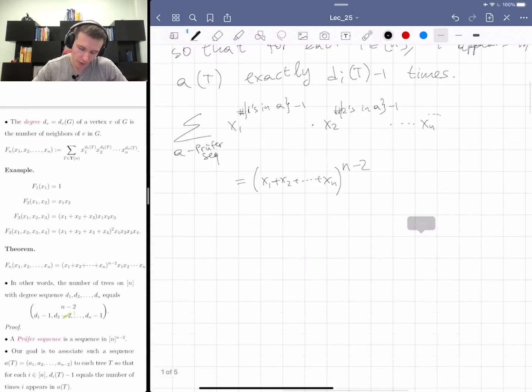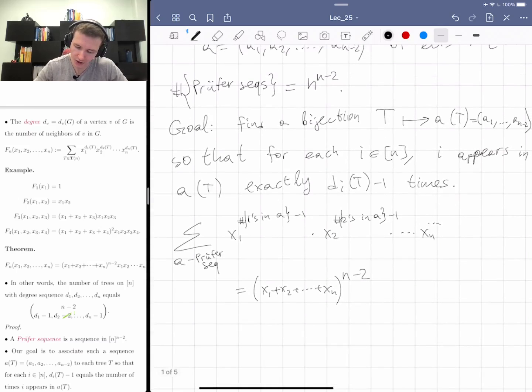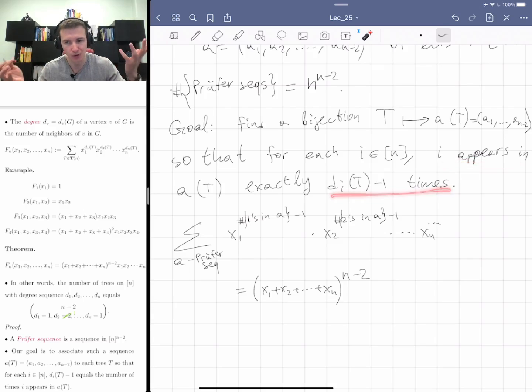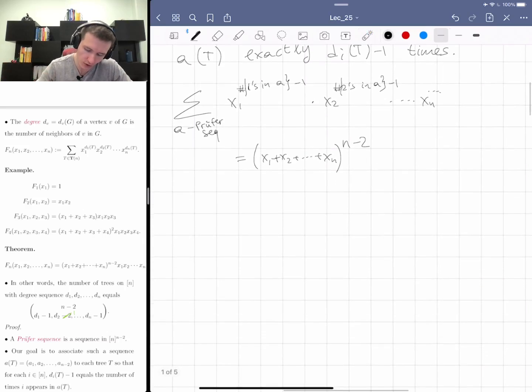So the question is, how do I find such a nice bijection? Because I have this kind of strong requirement on the number of times i appears, this is sort of a hint. In general, if you want to come up with a bijection, the stronger the requirements, the easier it should be to come up with one. The easiest way is to go from a tree to the code, that's the Prüfer sequence associated to the tree.